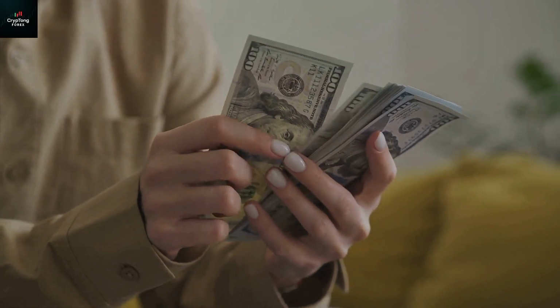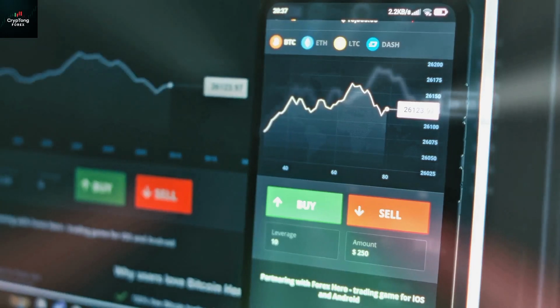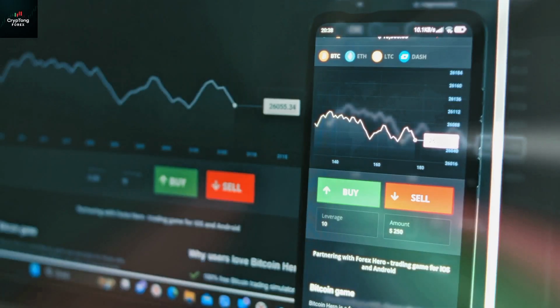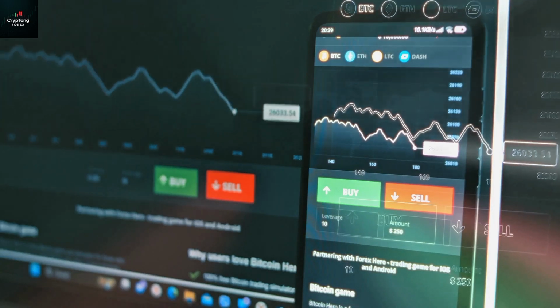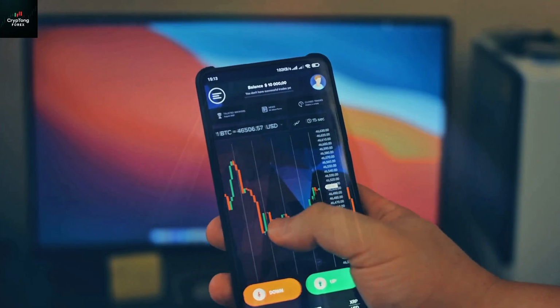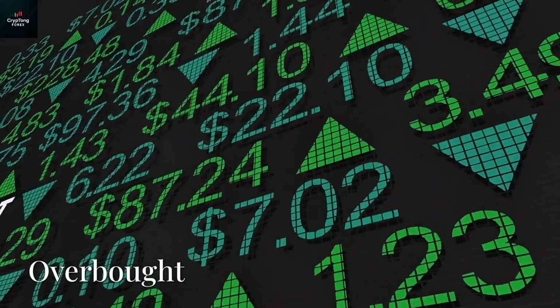Now let's talk about take profit. Let's say you bought those chocolates for $10 and you plan to sell them when the price goes up to $12. A take profit tells the system, as soon as the price hits $12, sell it and take the profit. You don't need to watch the price all day. Your trading app handles it for you.